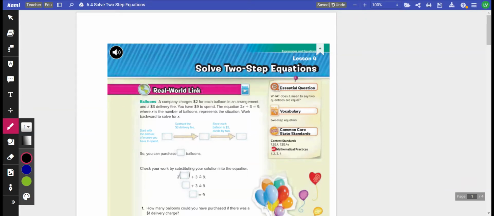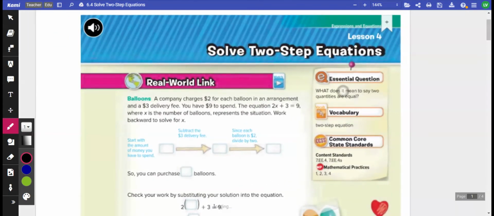Lesson 4, solve two-step equations. So let's look at the real world, like balloons. A company charges $2 for each balloon in an arrangement and a $3 delivery fee. You have $9 to spend. The equation 2x plus 3 equals 9, where x is the number of balloons, represents the situation. We're going to work backwards to solve for x.